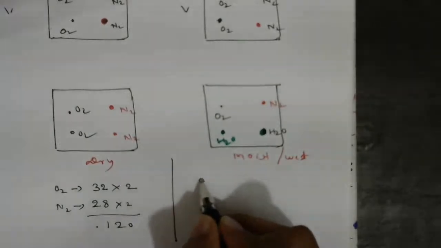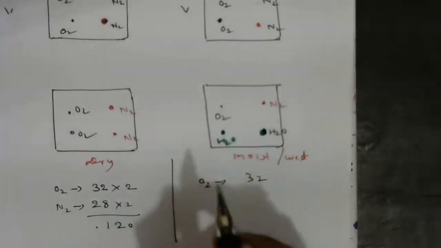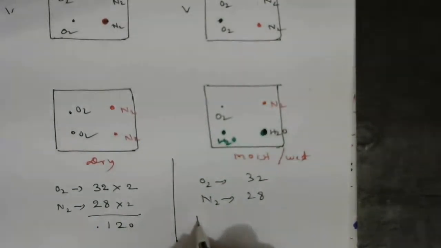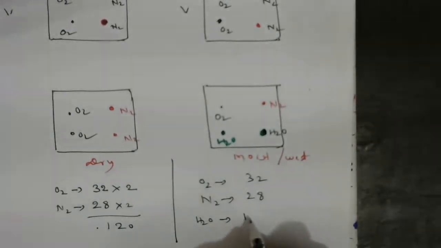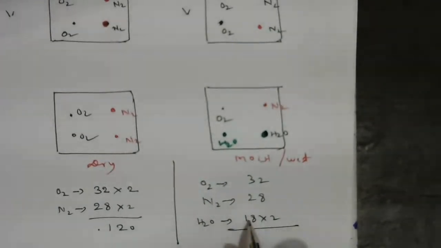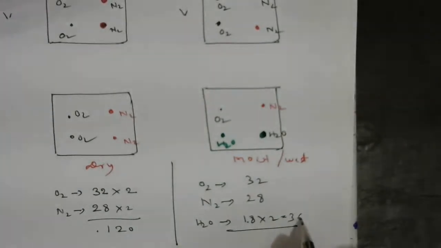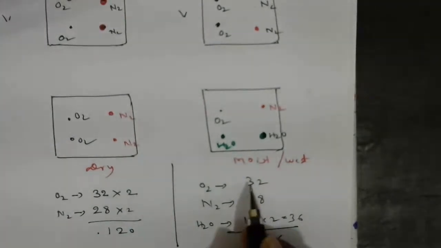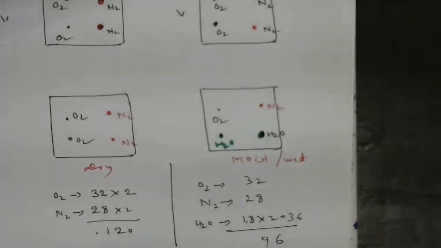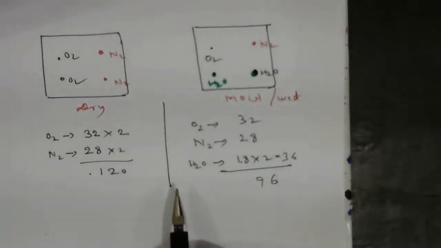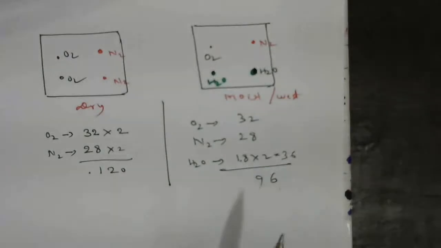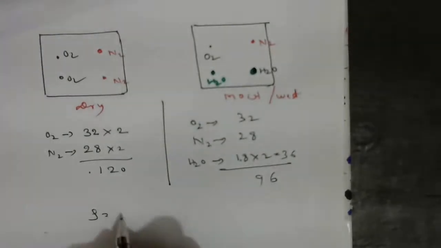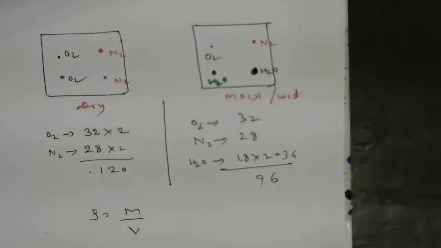Now calculate this one. O2, 32, only one molecule. N2, 28, only one molecule. And water molecule H2O, 18 into 2, which is 36. Adding up, we get 96. The moist air has a mass of 96, and what about dry air? 120. Now density is equal to mass upon volume.